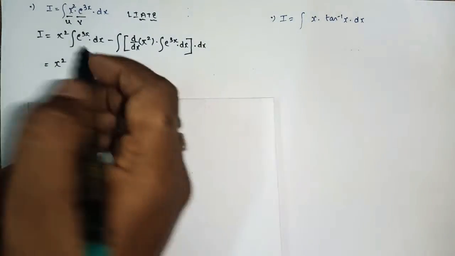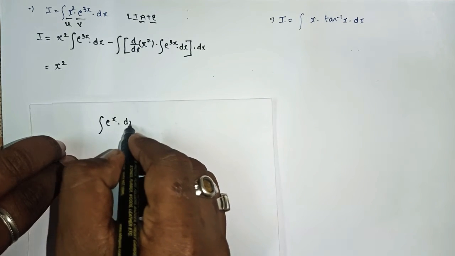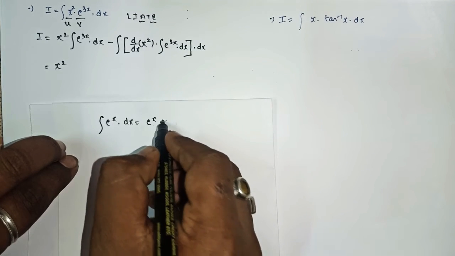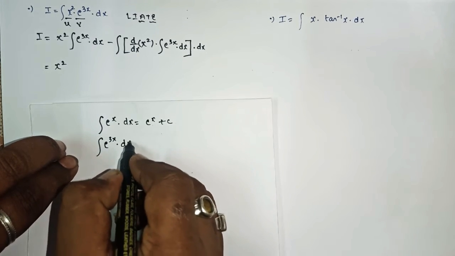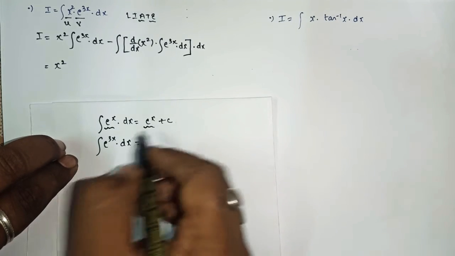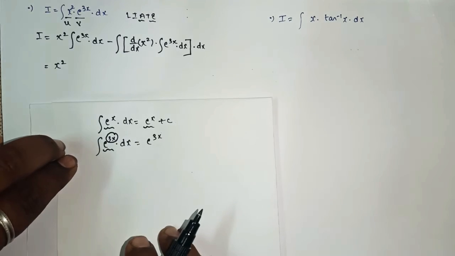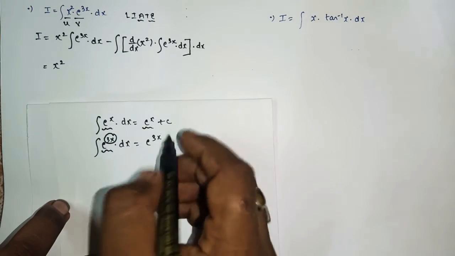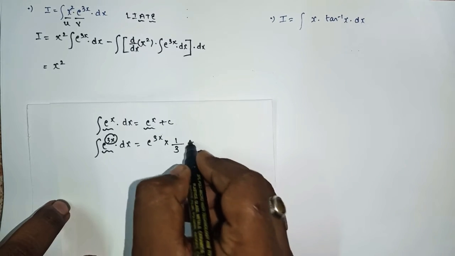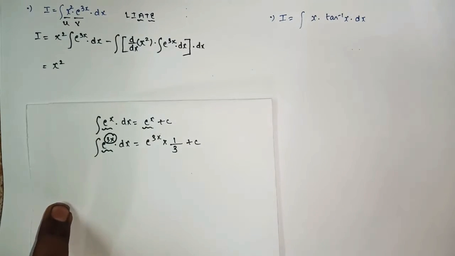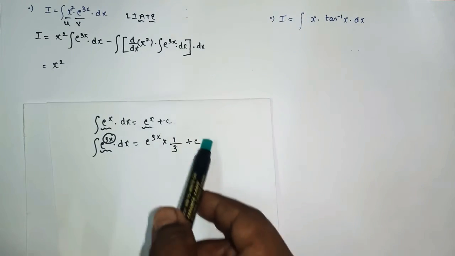Now focus here. As we know, integration of e raised to x is what? That is e raised to x plus c. Yes or no? Integration of e raised to 3x will be what? As integration of e raised to x is e raised to x, e raised to 3x will be e raised to 3x, but here x is replaced by 3x, so into 1 by 3 plus c. I hope you all know this basic integration chain rule.